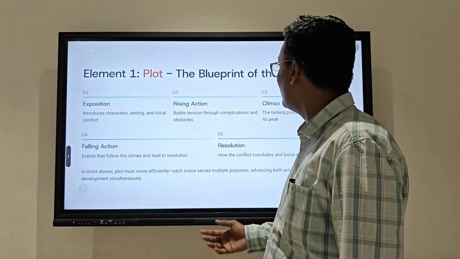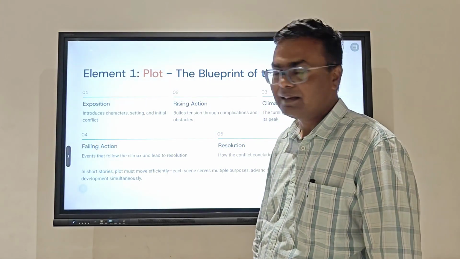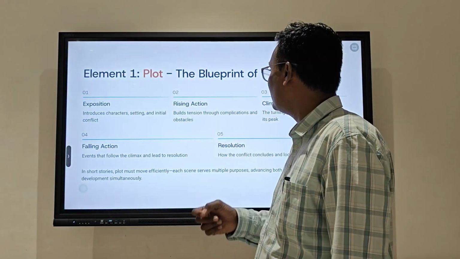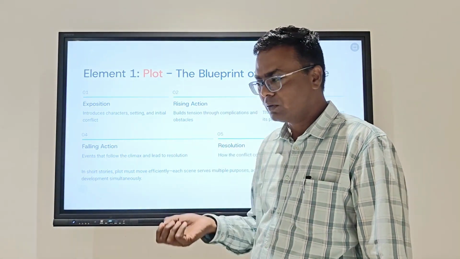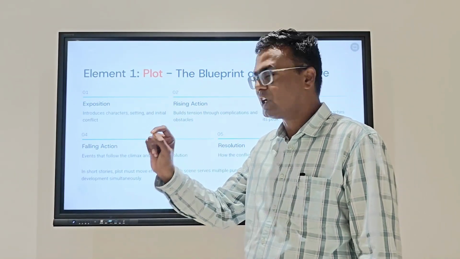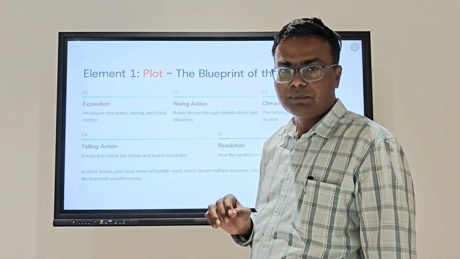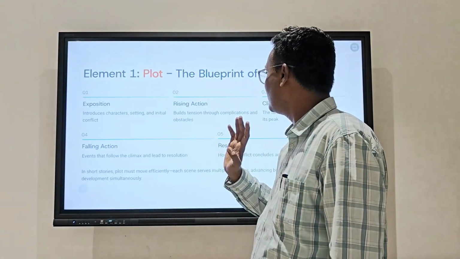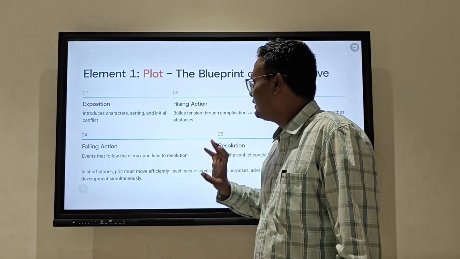So we will go into detail. What is plot? Plot is defined as the representation of events. If we want to define an event, an event is a transition from one state to another. So what is plot? Plot is the artistic representation of these events. Plot has some important elements.